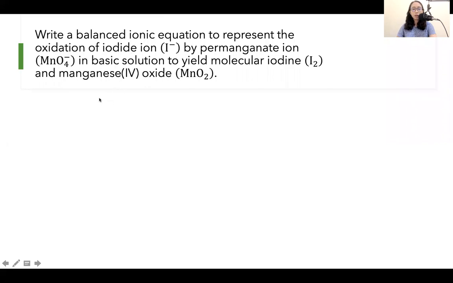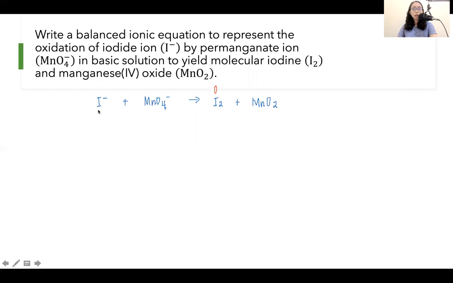So our equation is iodide plus permanganate forming I2 plus MnO2. The first thing that we need to do is to assign oxidation numbers. Let's start with I2 or molecular iodine. According to rule number 1, free or uncombined elements have an oxidation number of 0. So iodine in I2 has an oxidation number of 0.